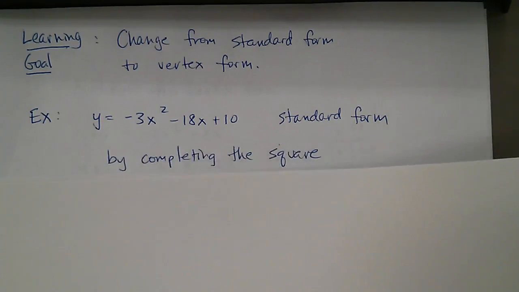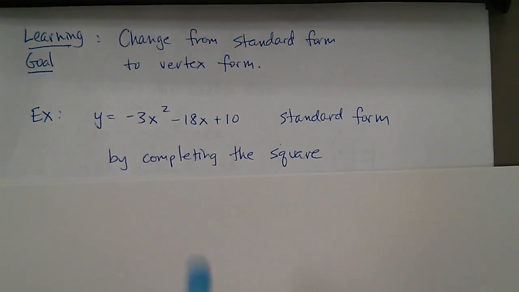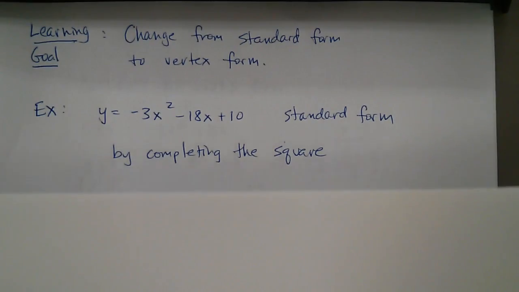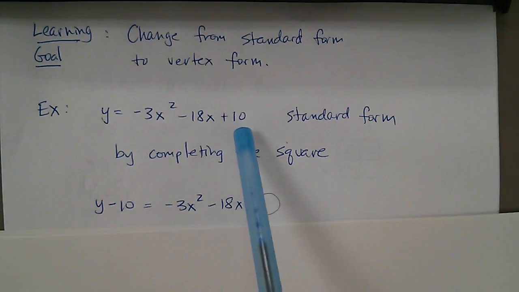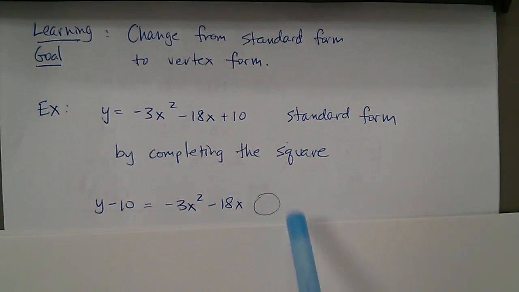Our first step in the technique that we're going to use is to complete the square. So we're going to change it to vertex form by completing the square. Our first step is to subtract 10 from both sides, so we're going to move the plus 10 to the other side so that we leave a space here in order to complete the square. So subtract 10 from both sides.